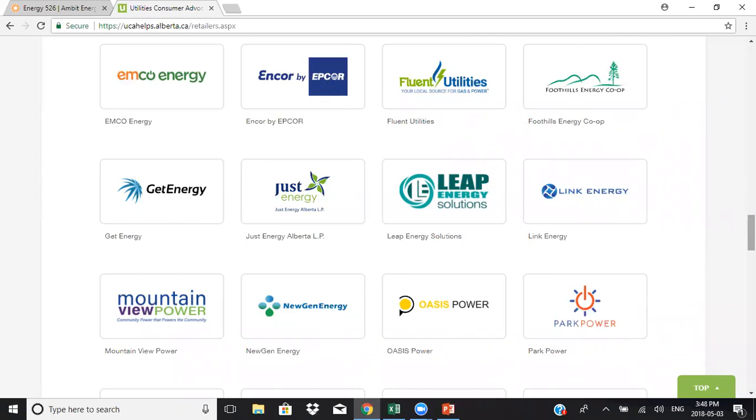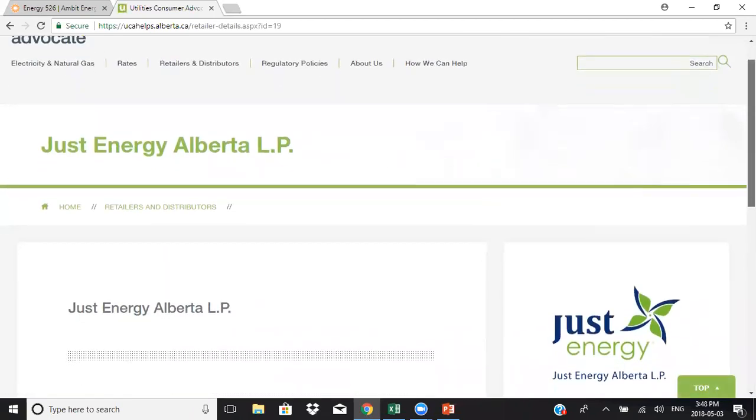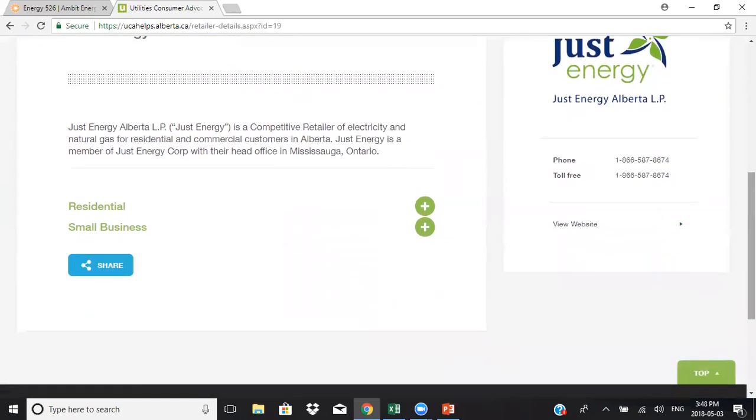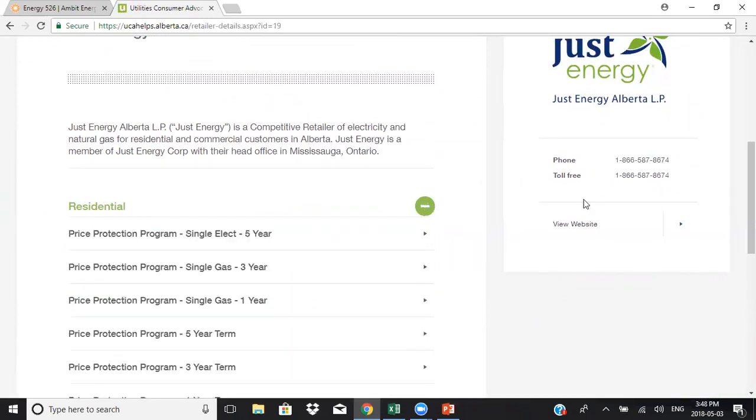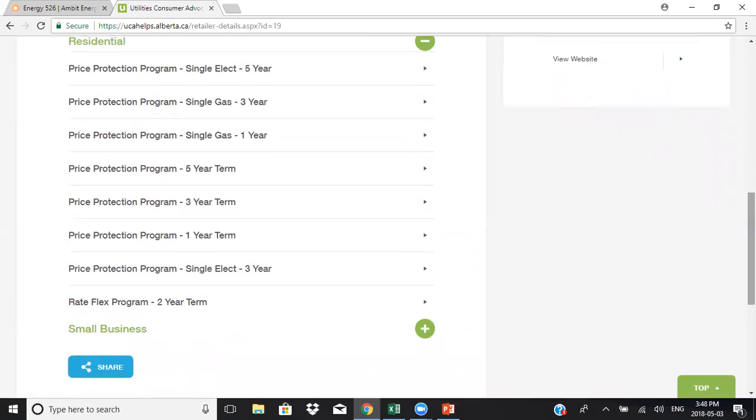For example, in my network, I've come across a lot of Just Energy bills. So if I wanted to find out more about Just Energy and whether or not there was an exit fee, I can come to this website. I can actually go to the Just Energy website and read through all their fine print, but this website gives actual summaries of all of the plans, and it's a lot easier to go here. So Just Energy, I can click on residential. It's going to list all of these residential plans for me to look at.